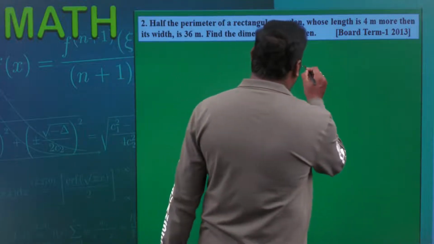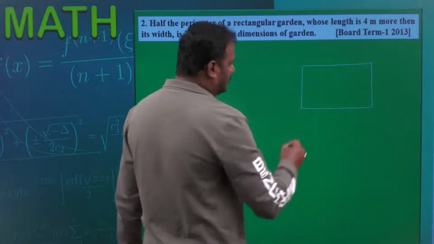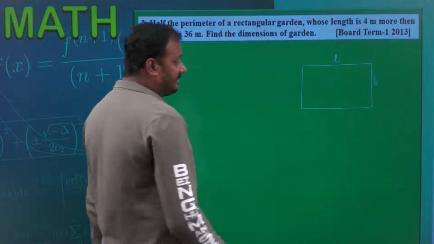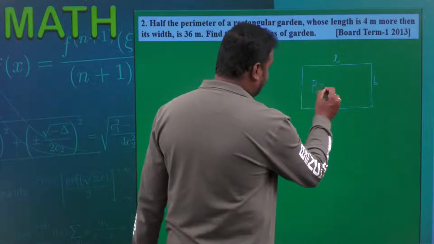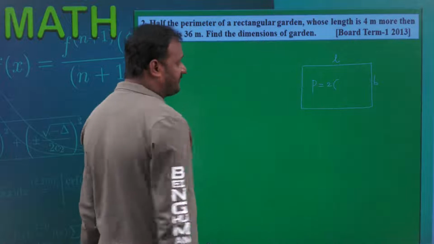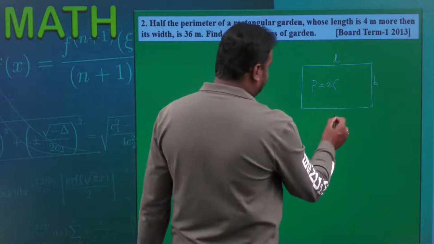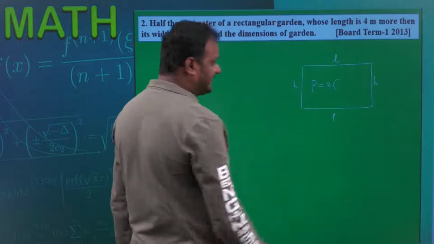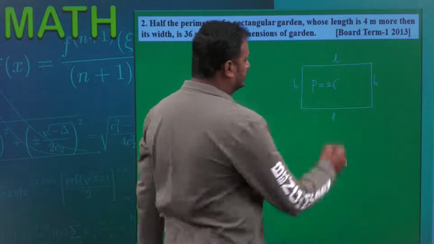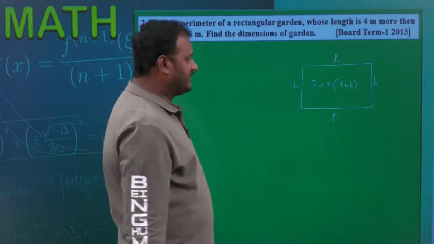I am going to draw one rectangular garden. So this is one rectangular garden whose length is this and width is this. Then what is the perimeter of the rectangle? Perimeter of the rectangle is equal to the sum of the lengths of the boundary, or the sum of the lengths of all the sides, that is called the boundary. This is L, this is L, this is B, since it is a rectangle. So L plus L equal to 2L, B plus B equal to 2B, so it would be 2 times (L plus B). That is the perimeter of the rectangle.